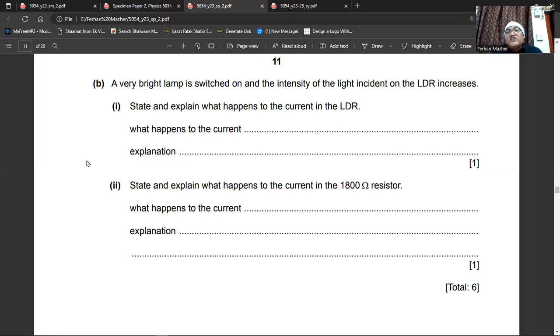And the explanation is because the voltage drop across the fixed resistor will still be the same, whatever it was before. And that will be equal to the voltage of the battery. And the resistance obviously has not changed. It's a fixed resistor. So the current flowing through it will also not change.